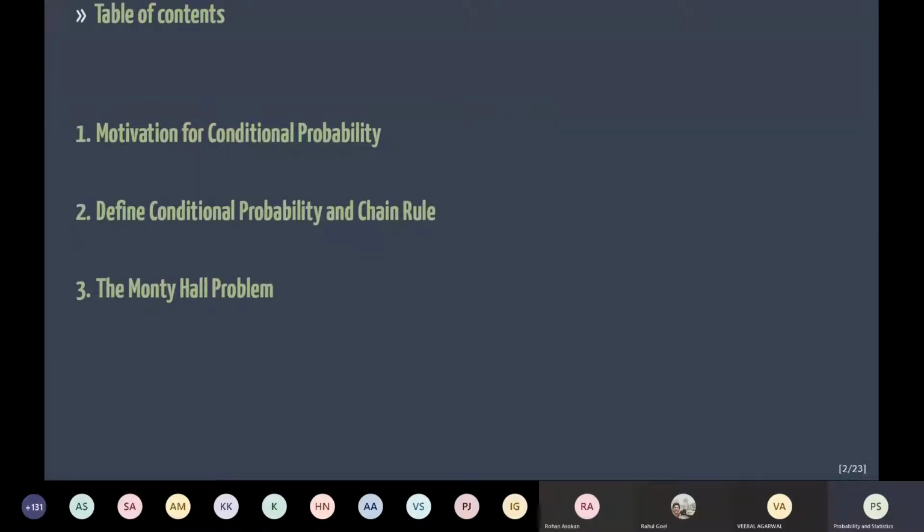So these are the topics for today. We will continue with conditional probability. Last time I gave you a motivation for conditional probability. I will continue to give you more motivation and then I will define conditional probability and the so-called chain rule. And then I will discuss a problem that can reveal a lot about conditional probability in a practical scenario.